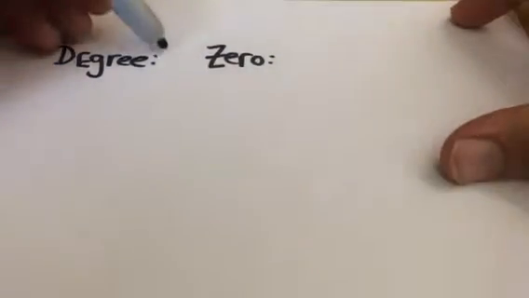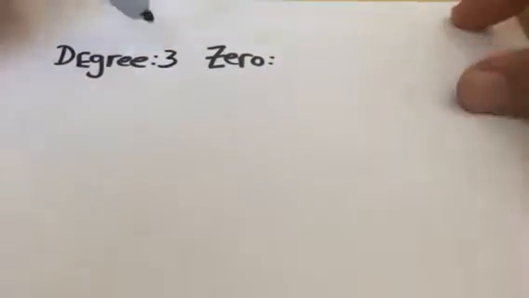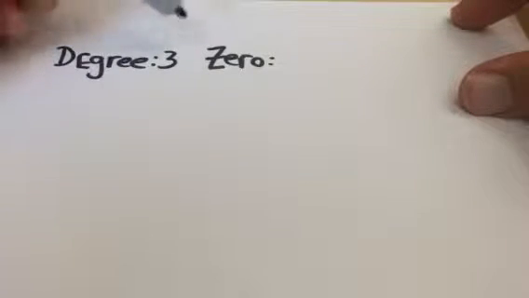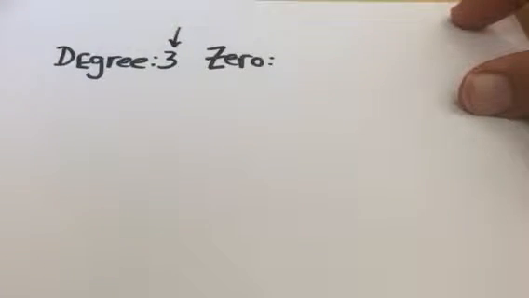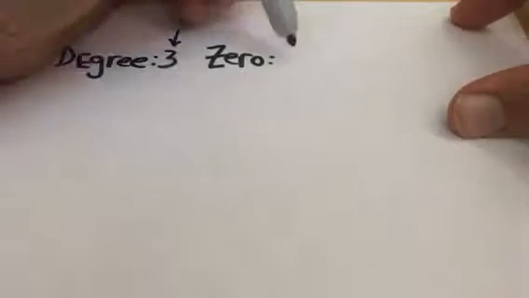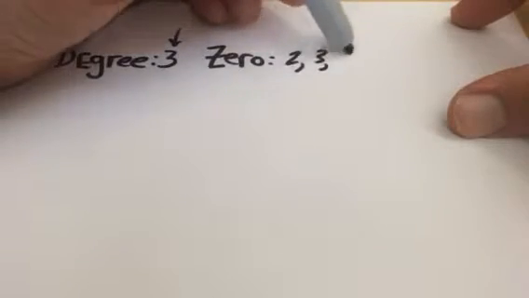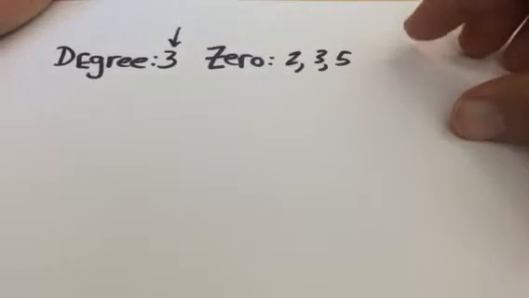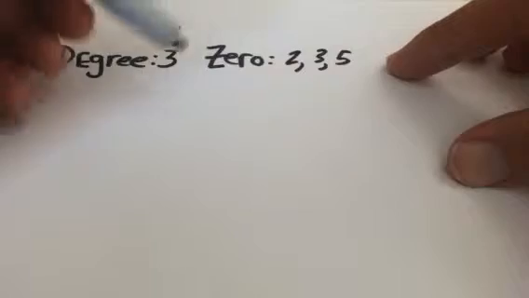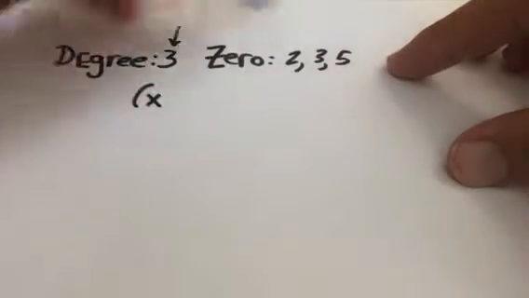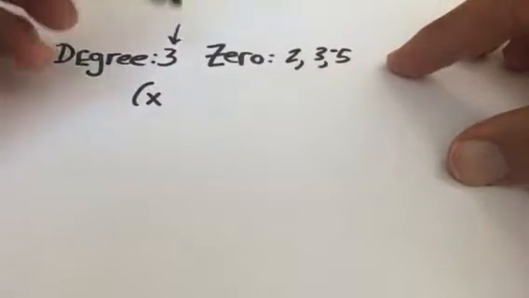So I'm going to say I have something of degree 3. And what that means is it's going to be x to the third power. And the most that I'll have is 3 zeros. So let's say my zeros were 2, 3, and 5. Think about where those come from. I'll make it -5 just to mix it up a little bit.